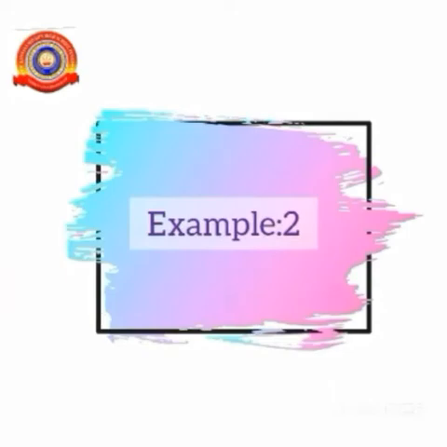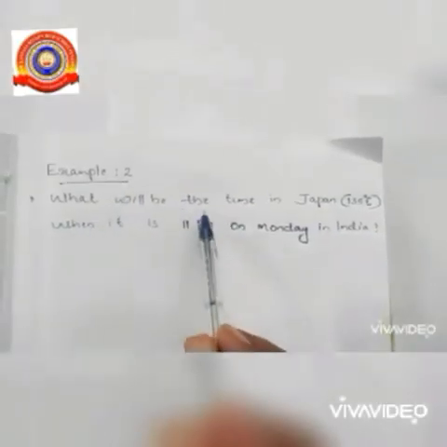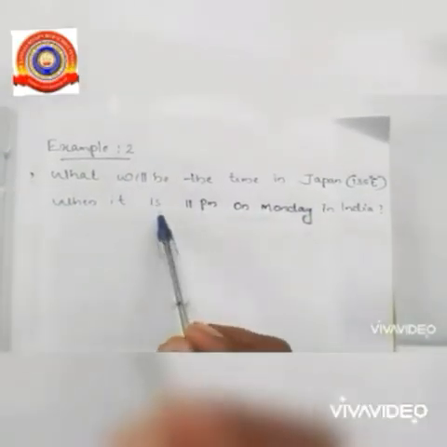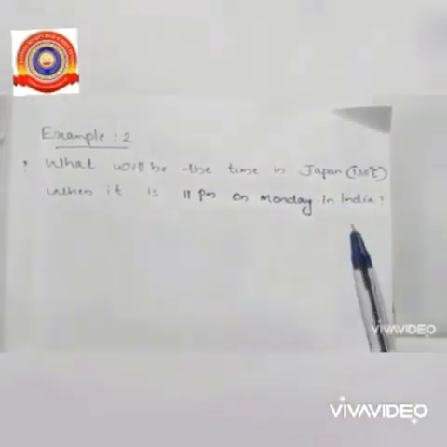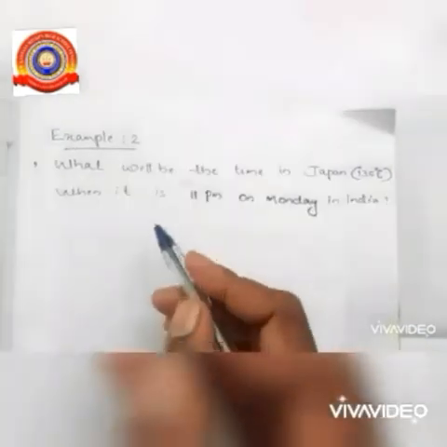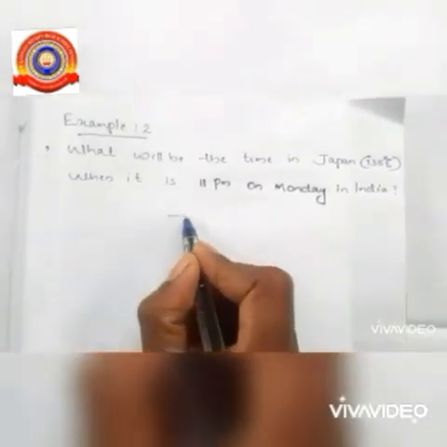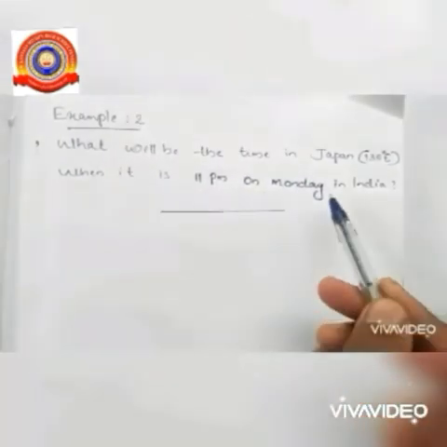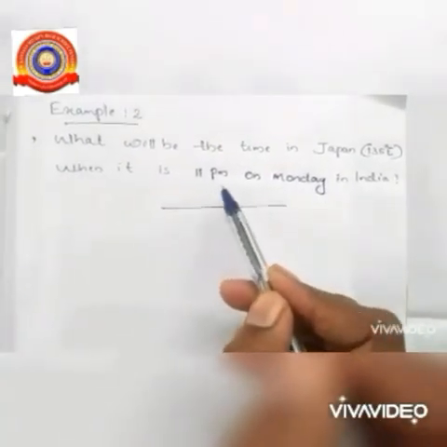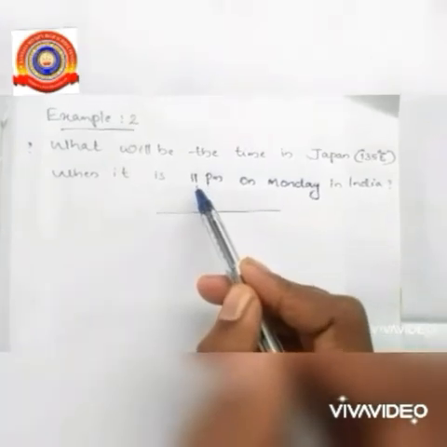Example 2. The next example is, what will be the time in Japan when it is 11 p.m. on Monday in India? See here, two places are mentioned, Japan and India. The standard meridian of Japan is also mentioned.